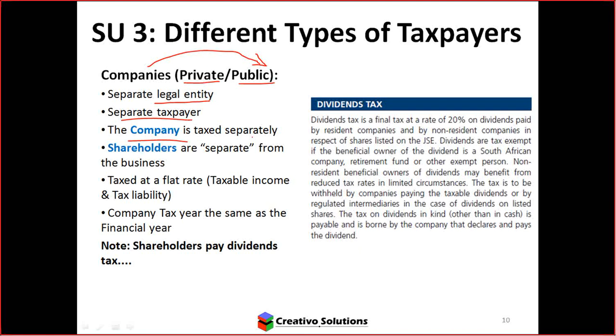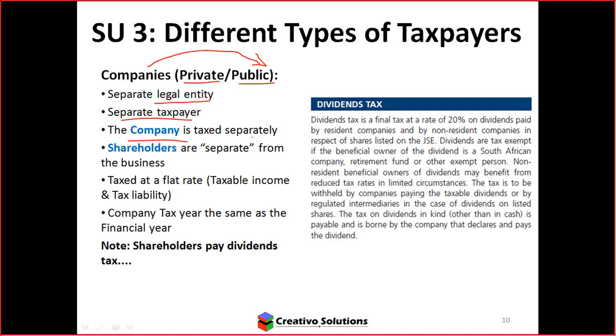Shareholders are what we call the owners of the business. Are they separate? Yes, they are. So do they still pay their own taxes? Yes, they do. You can be a shareholder of a company, and you can work for the company as well, then you'll be an employee. The company will pay its own taxes, and the company will also have to provide the employee with an IRP5 form, and then that employee will also have to do their own tax return. Does that make sense? Yes, sir.